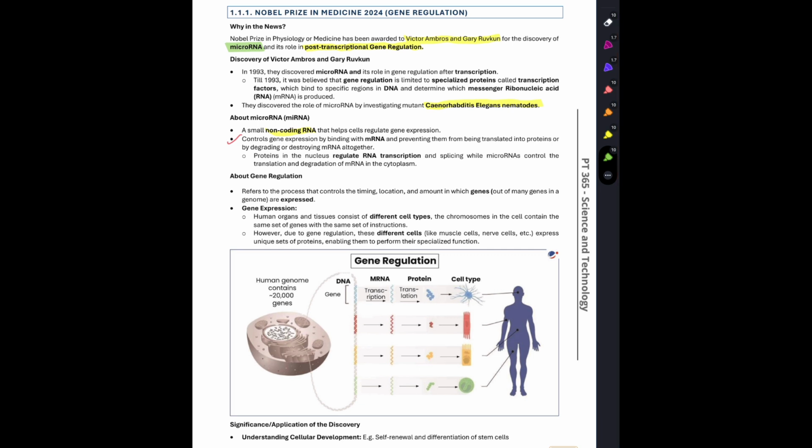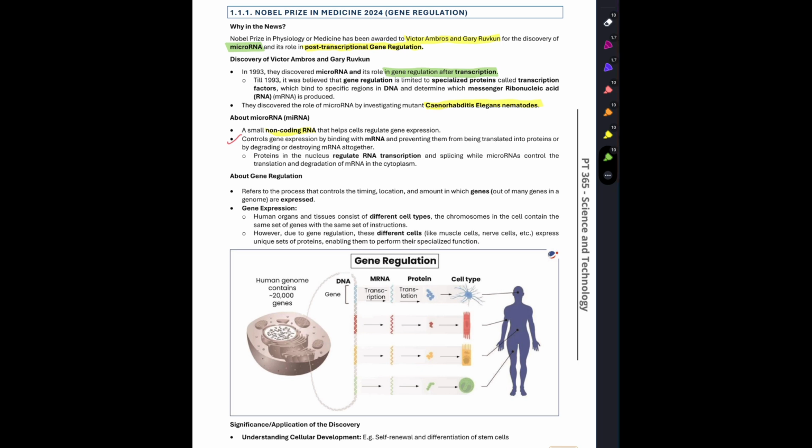So, what did they actually discover? In 1993, they discovered microRNA and its role in gene regulation after transcription. Until then, it was believed that gene regulation is limited to specialized proteins called transcription factors, which bind to specific regions of DNA and determine which messenger ribonucleic acid is produced.